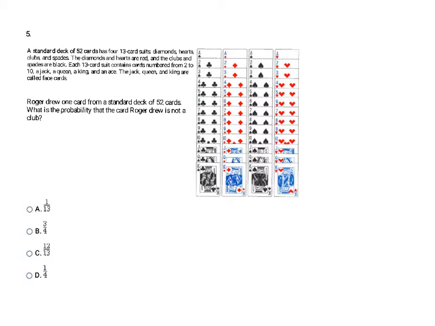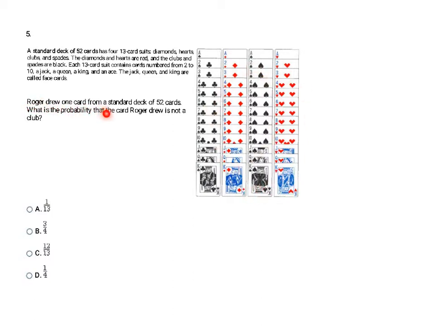So here, a standard deck of 52 cards has 13 cards in each suit. So you have your diamonds, you have your hearts, you have your clubs, and you have your spades. And there's 13 cards in each one of those. Each 13 card suit contains the numbers 2 through 10 and a jack, queen, king, and an ace. The jack, queen, and king are called face cards. So in case you're not familiar with what a standard deck looks like, it just gives you a reference to go back to.